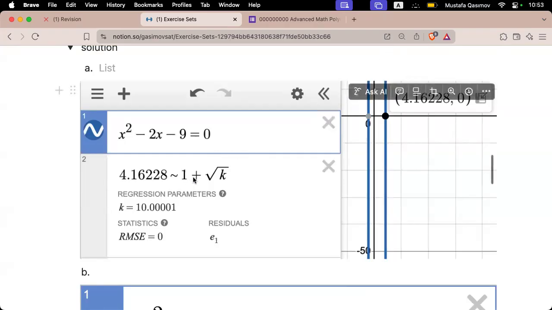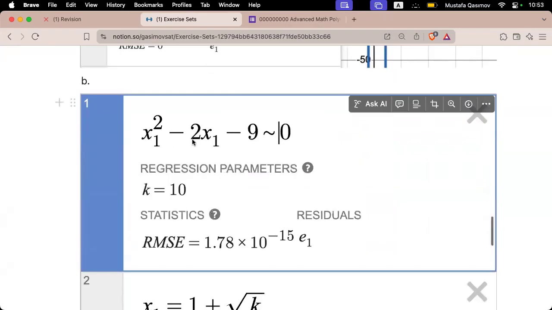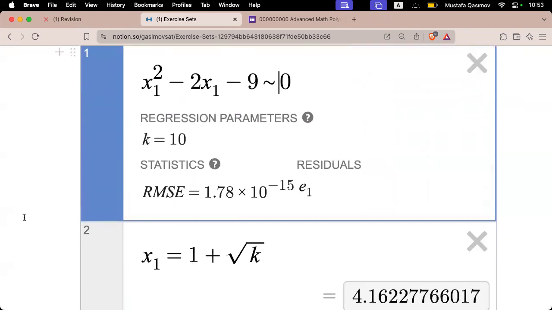Because this is plus, it means that this is the bigger one. Then you have to take the bigger one and make it equal to 1 plus square root of k, and you will get k automatically here. Or you can write it like this: x1 squared minus 2x1 minus 9 is equal to 0. Then you have to write x1 is equal to 1 plus square root of k, and k is equal to 10.